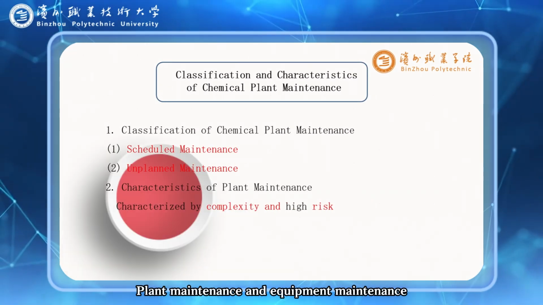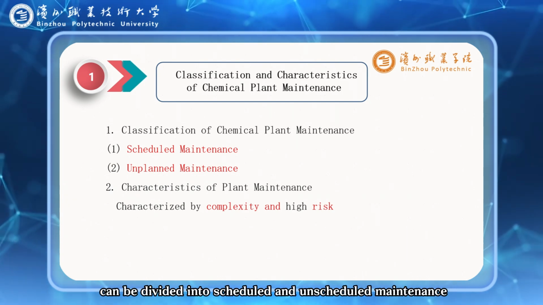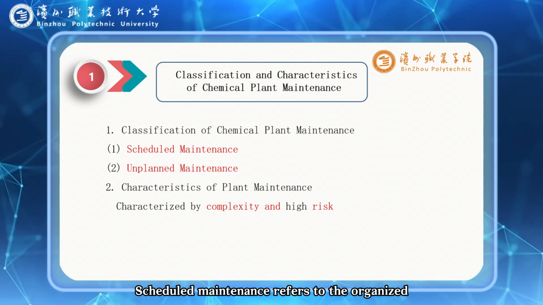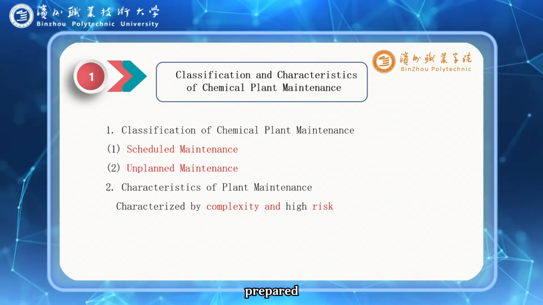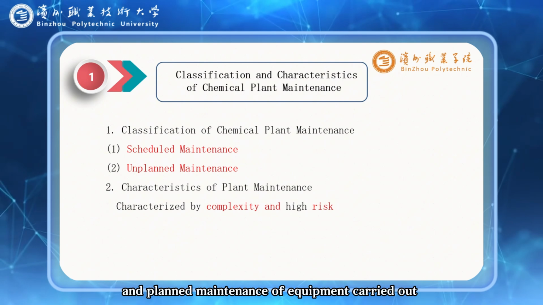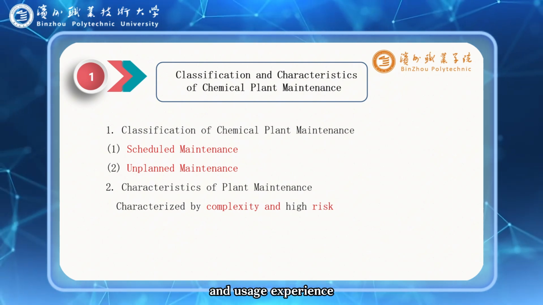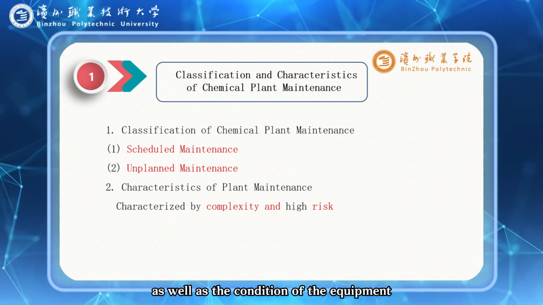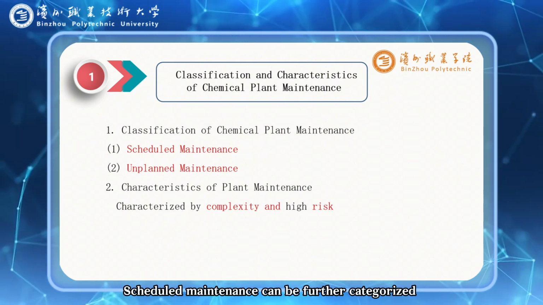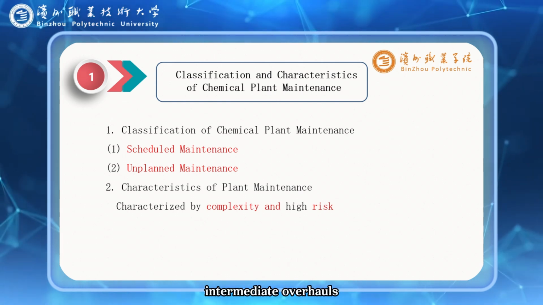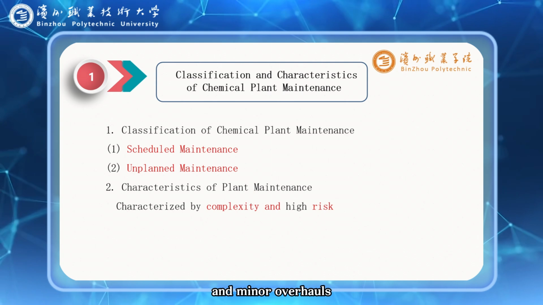First, plant maintenance and equipment maintenance can be divided into scheduled and unscheduled maintenance. Scheduled maintenance refers to the organized, prepared, and planned maintenance of equipment carried out by an enterprise based on equipment management and usage experience, as well as the condition of the equipment. Scheduled maintenance can be further categorized into major overhauls, intermediate overhauls, and minor overhauls.